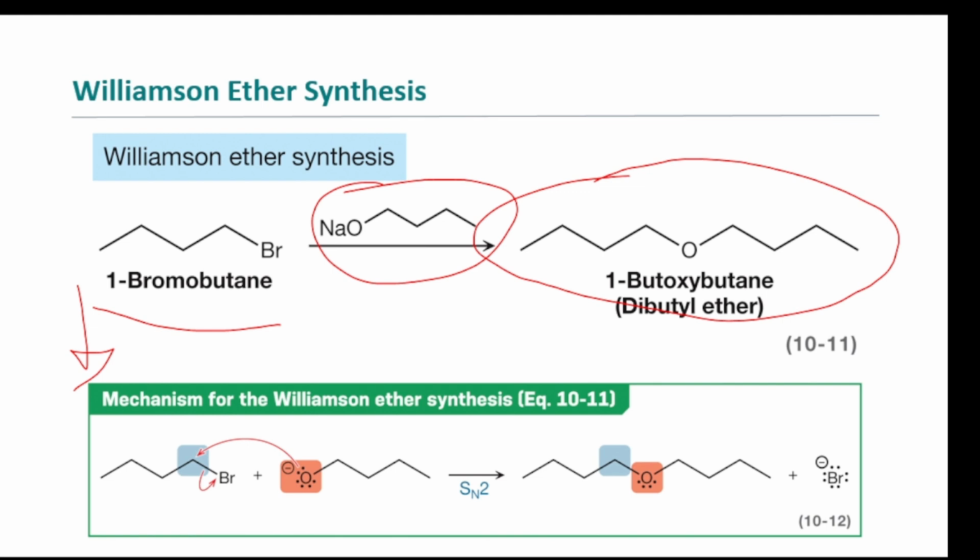So the mechanism is going to be, we have this alkoxide, everybody sees that okay, right?